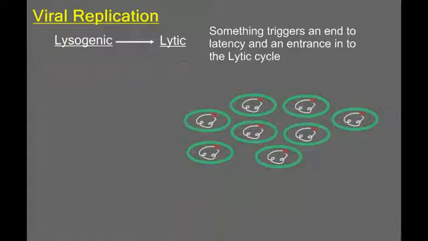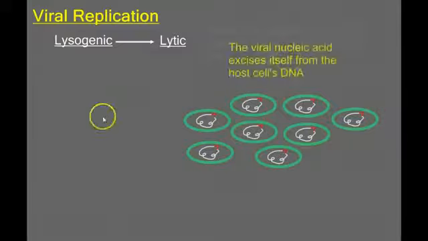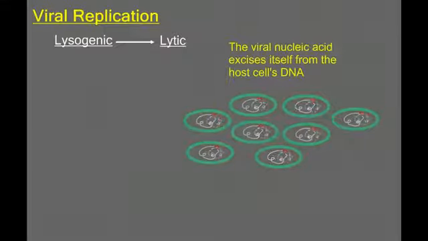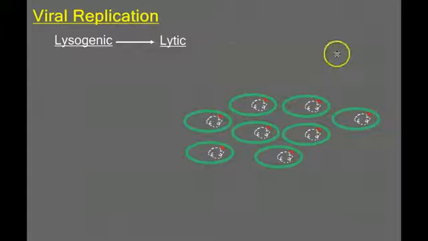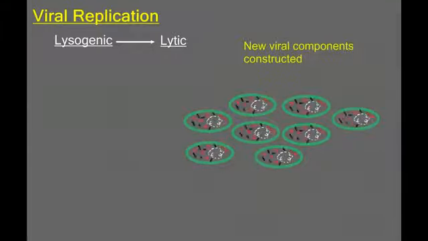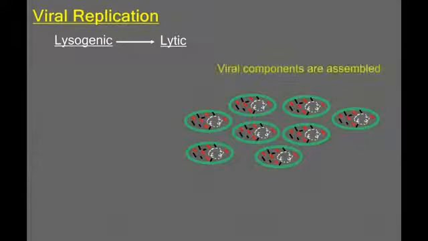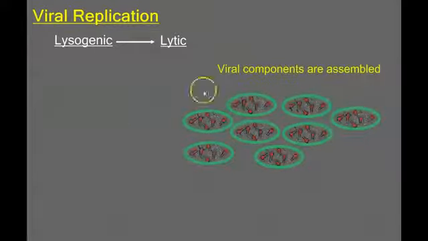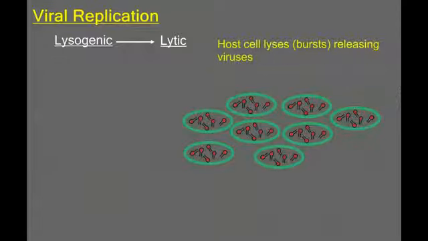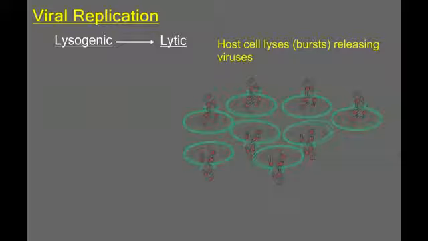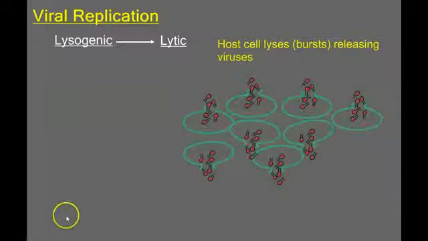There's some outside signal, and the viral DNA will excise itself from the host DNA. So there we go. And then it will start to direct the cell to compose viral components. So we're building our virus parts. And after we do that, we're going to assemble those into new viruses. And after we have all those new viruses assembled, the host cells, in this case plural, will lyse to release those viruses to infect more cells.